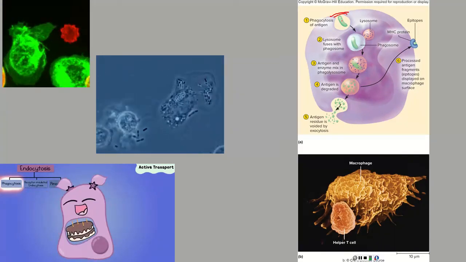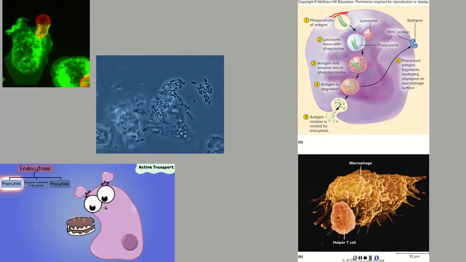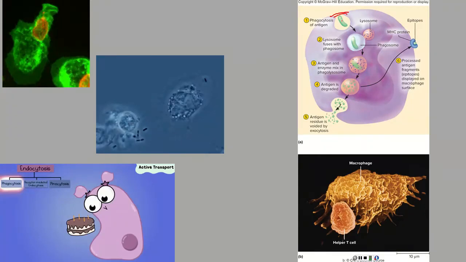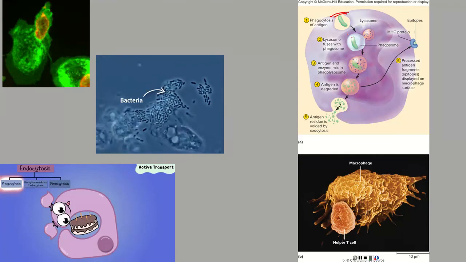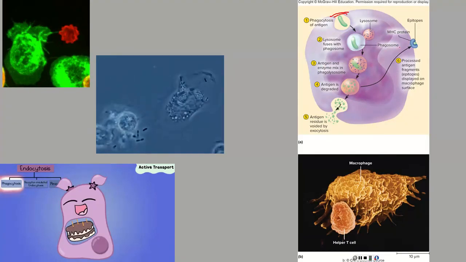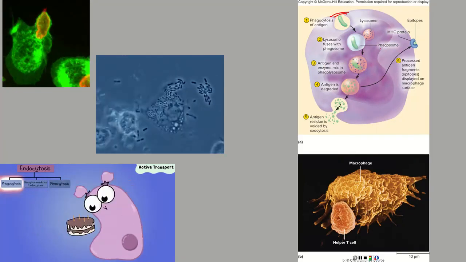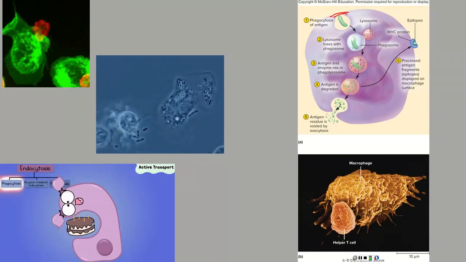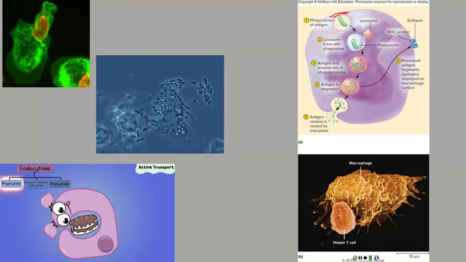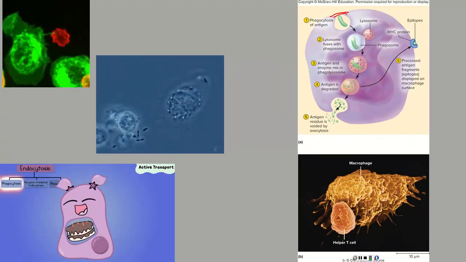But let's be more specific. Since this vesicle was formed by phagocytosis, we're going to give it a new name. We're going to call it a phagosome. The phagosome is just the vesicle that was formed by phagocytosis, and now it's containing that bacteria that we just grabbed.